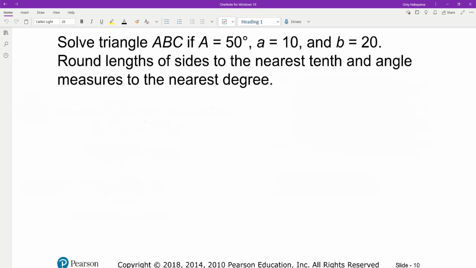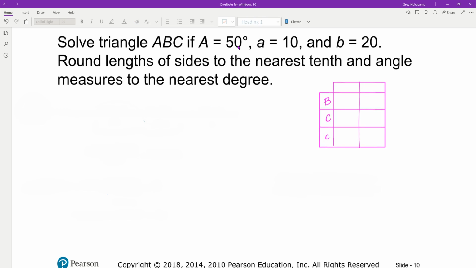So, because I'm only given one angle and two sides, I know I've got to think about the possibility of two triangles. Okay? I've got to find big B, big C, and little c. So I'm going to set up my extended proportion.